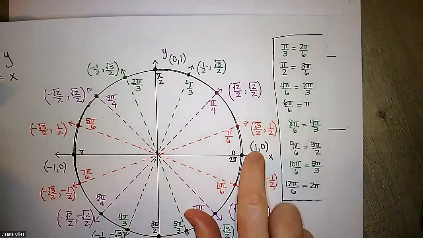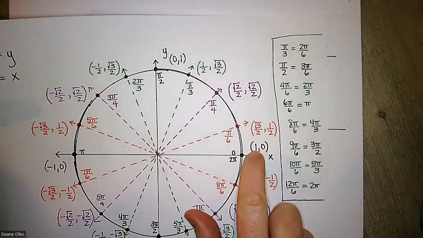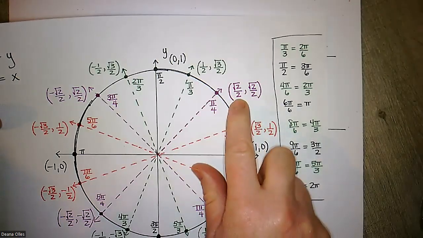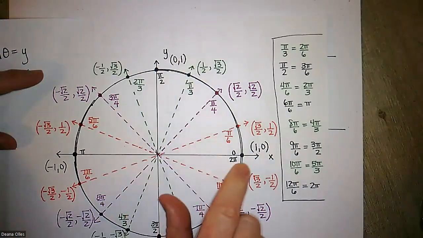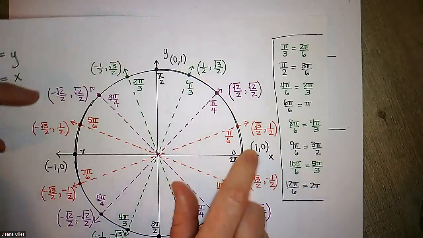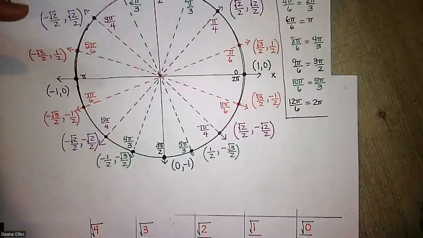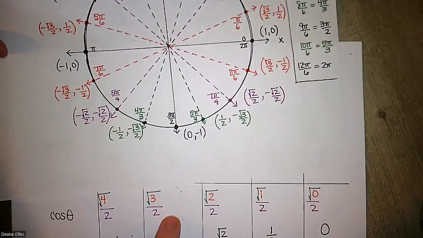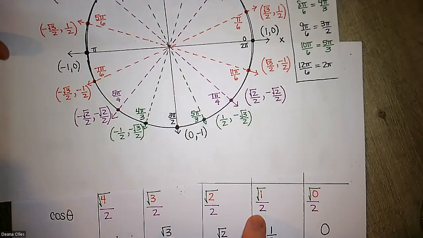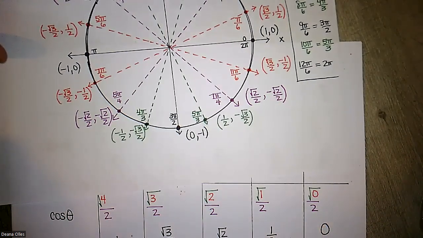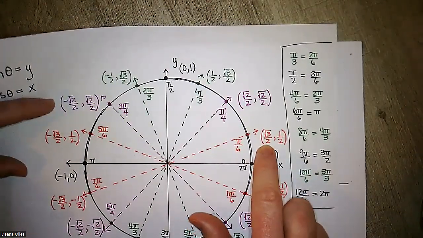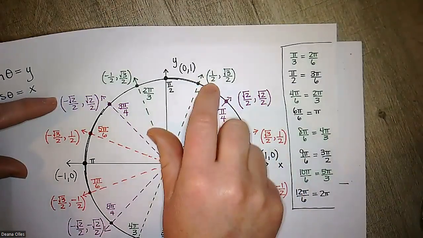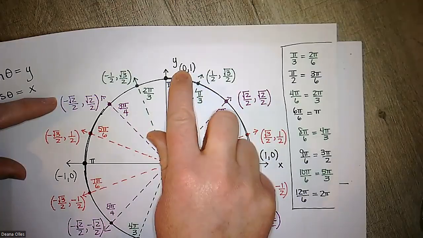I want you to notice something. If I said root 4 over 2, root 3 over 2, root 2 over 2, root 1 over 2, root 0 over 2. Remember, x is cosine. Root 4 over 2, root 3 over 2, root 2 over 2, root 1 over 2, root 0 over 2. That's exactly what's happening here. The x values, root 4 over 2, root 3 over 2, root 2 over 2, root 1 over 2, root 0 over 2. Those are your x values.